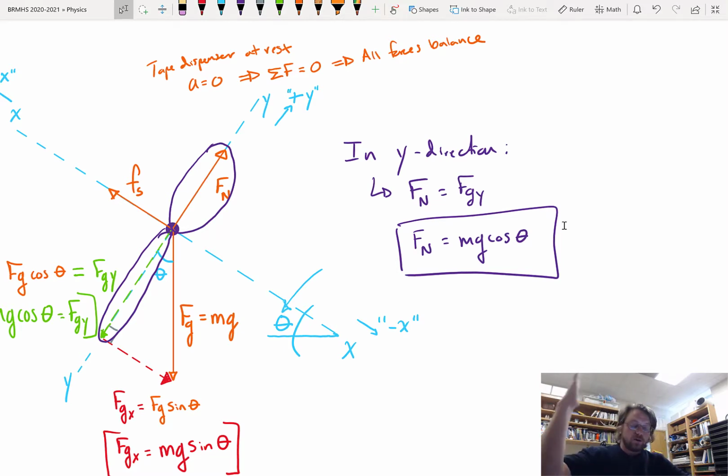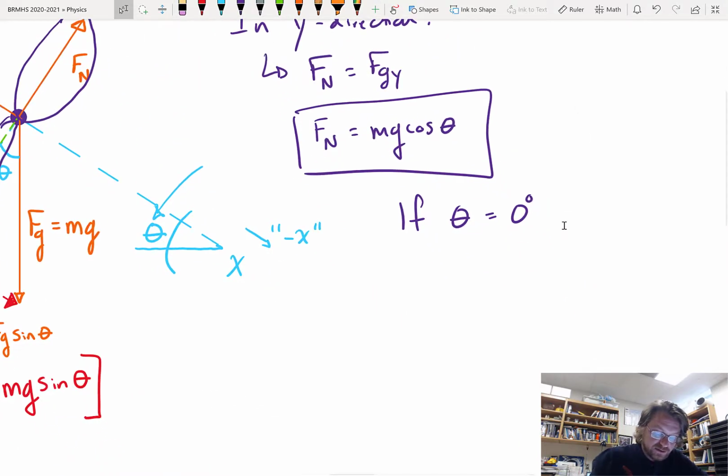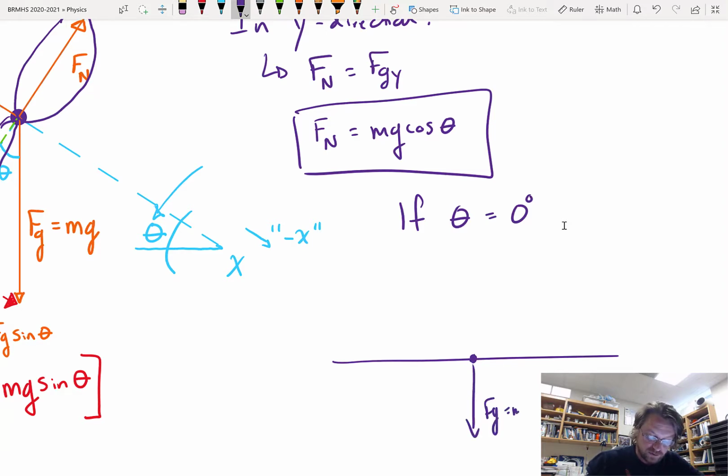So if we go all the way down to 0 degrees, say if theta equals 0 degrees, that means we don't have an incline, we just have our object sitting right there with the force of gravity going straight down. This is an incline of 0 degrees, it's just horizontal. And we'd have the normal force going straight up, and they'd have to balance, right?